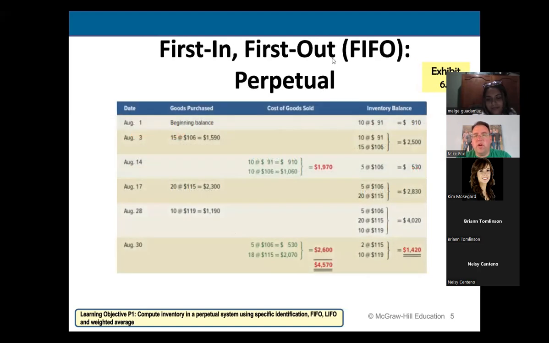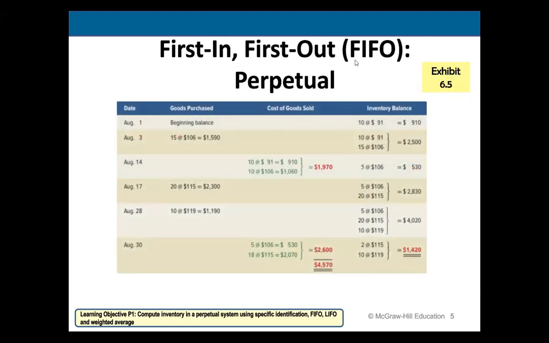All right. So the second assumption is called first in, first out. And again, on that one, we just assume that the first units we purchase are going to be the first ones we sell. So all we're going to do is record our purchases as they happen and then keep track. So at the beginning of the month, we had 10 that cost 91 apiece. Then when we bought 15 more at 106, we now have 10 units that cost 91 plus 15 units that cost 106. And then when we make a sale on August 14th, we have to ask the question, well, which ones am I going to assume I sold? And with first out, I'm always going to assume the oldest ones. So I'm going to account for all of the oldest units first.